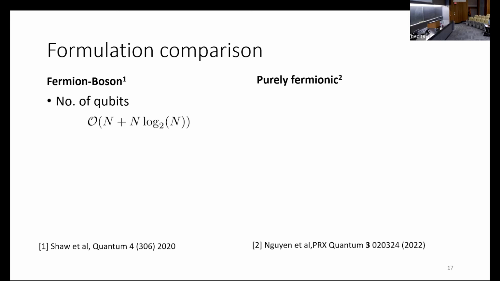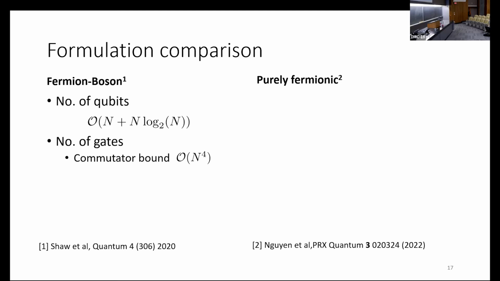Well, obviously, for the fermion-boson simulation, you need n qubits for the fermions and n times log2 of n for the bosons, because each of them needs log of n qubits, and there are n of them. And the number of gates is found in this paper by Alex Shaw. You need about n to the 4.